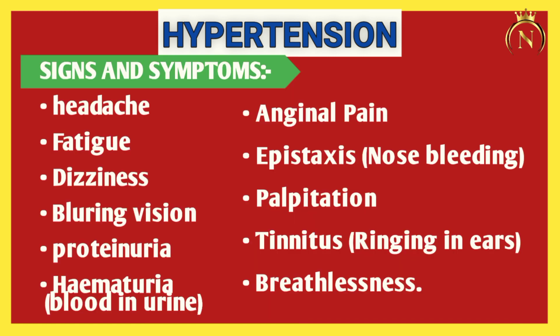What kind of signs and symptoms are seen in hypertension? First is headache, fatigue, dizziness, blurring vision, proteinuria, hematuria, angina pain, epistaxis, palpitation, breathlessness. Those are the signs and symptoms that can be seen in hypertension.